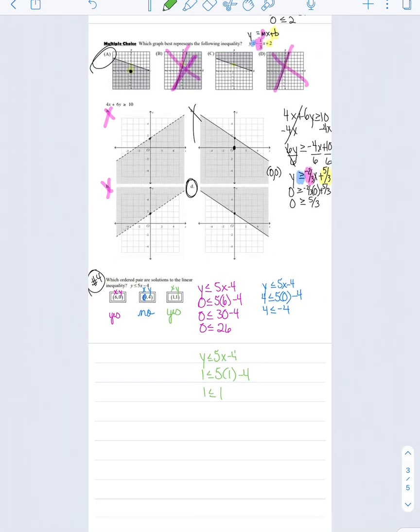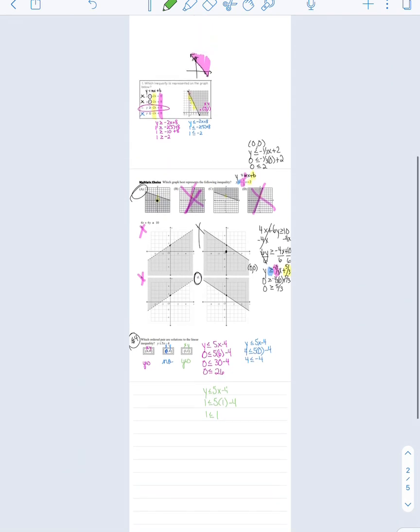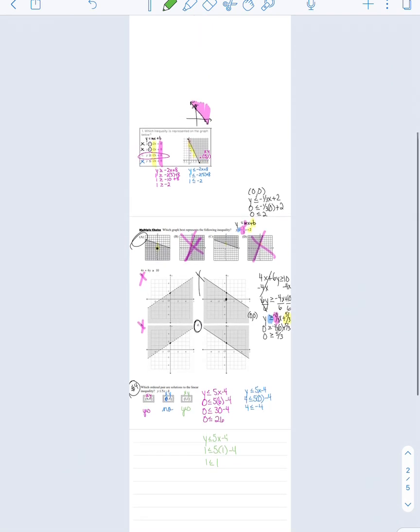So one more time, make sure that you use your key points to help you with this. Use your y-intercept, your slope, test your inequality sign for a dotted or solid line, and use test points to test the shading or if a point is a solution to the linear inequality.